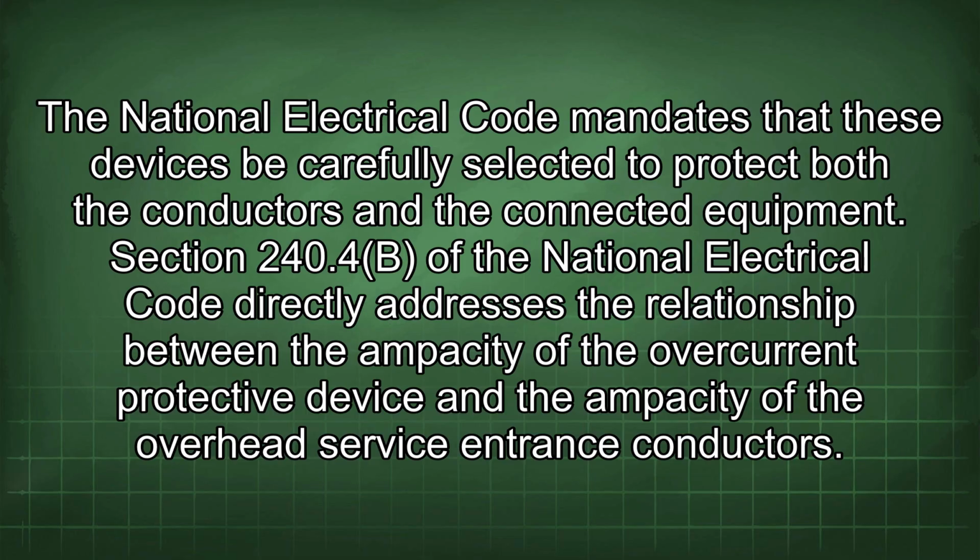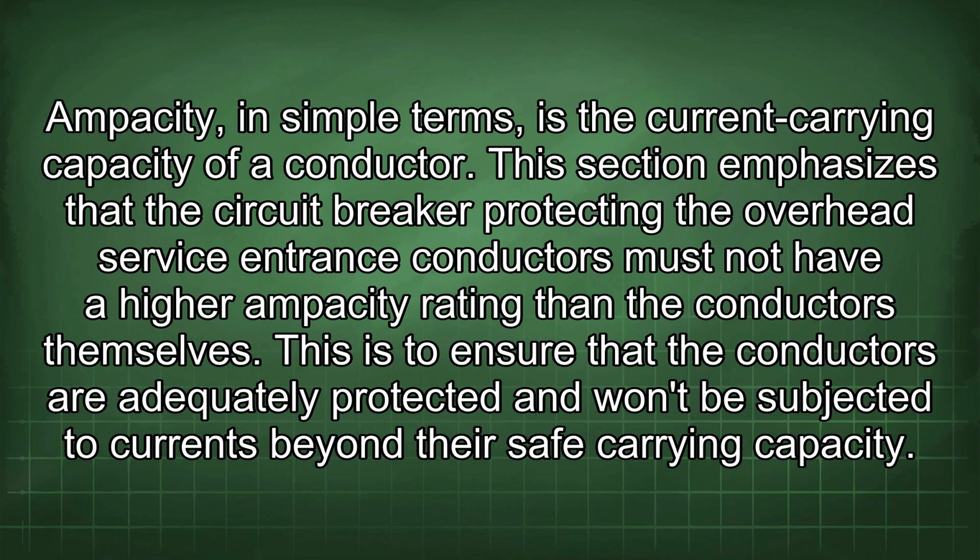Section 240.4(B) of the National Electrical Code directly addresses the relationship between the ampacity of the overcurrent protective device and the ampacity of the overhead service entrance conductors. Ampacity, in simple terms, is the current carrying capacity of a conductor. This section emphasizes that the circuit breaker protecting the overhead service entrance conductors must not have a higher ampacity rating than the conductors themselves. This is to ensure that the conductors are adequately protected and won't be subjected to currents beyond their safe carrying capacity.